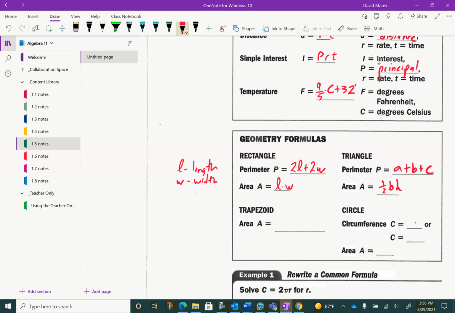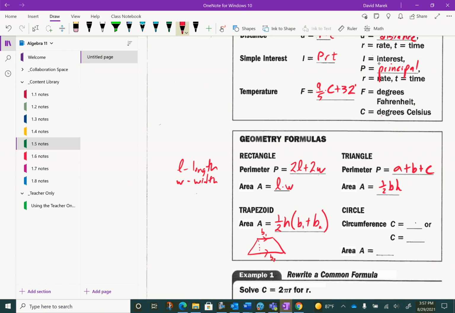For a trapezoid, this one's a little tricky. We're going to take 1/2 times the height of the trapezoid times the sum of the two bases. And again, for a trapezoid, you're going to have two sides that are parallel. Those are called the bases. So this is base 1, this could be base 2. And then we need to find that perpendicular distance for the height.